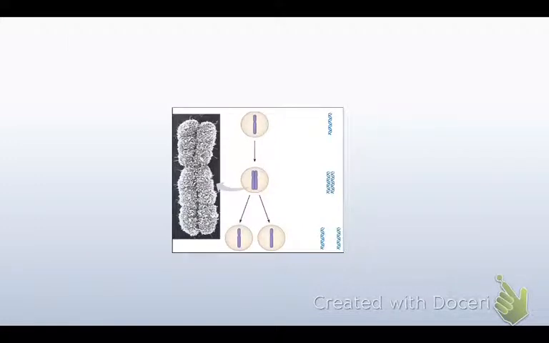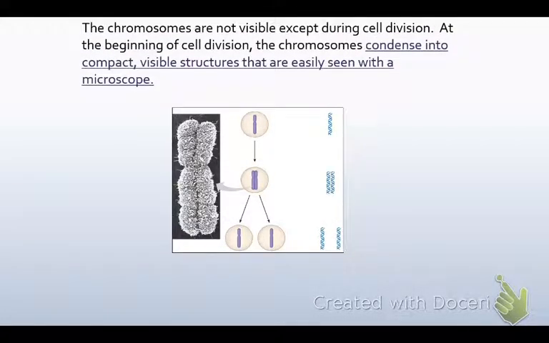So here we're looking at a chromosome. There's a real picture, then the animated picture, and then a version of it in DNA. The chromosomes are not visible except during cell division. At the beginning of cell division, the chromosomes condense into compact, visible structures that are easily seen with a microscope, which is pretty cool.